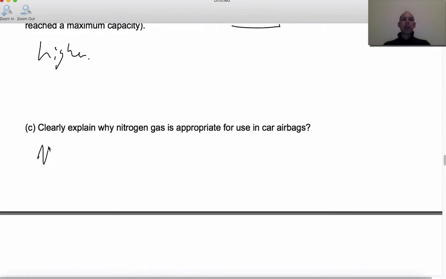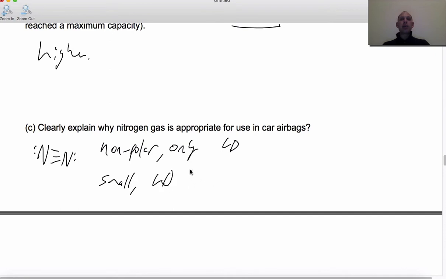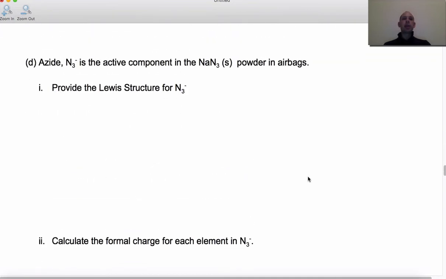Nitrogen is great for airbags. There's the Lewis structure for nitrogen. And partly because it is nonpolar. If it's nonpolar, it means that molecule has really weak intermolecular forces. It only has London dispersion intermolecular forces. It also means that it's small. And because it's small, its London dispersion forces are weak due to the low polarizability of the molecule. So it really wants to expand.